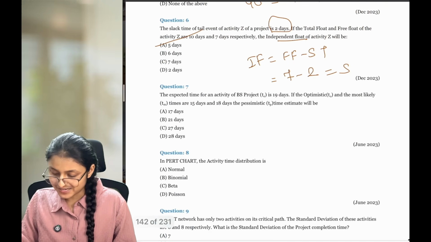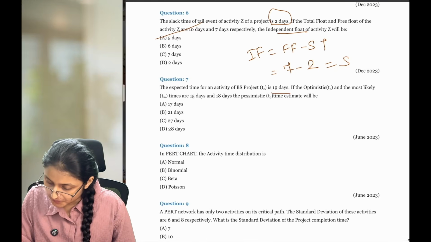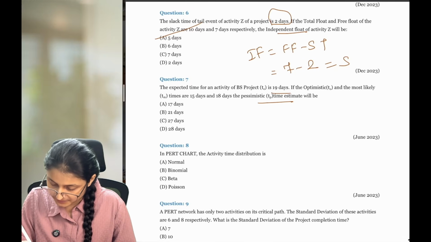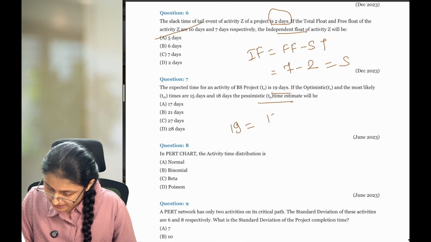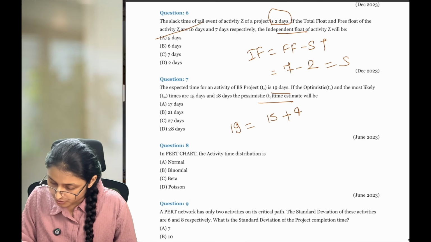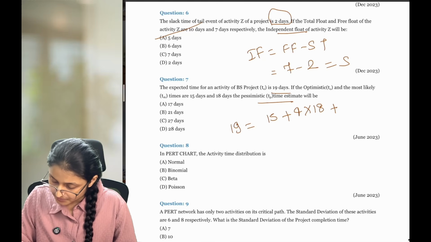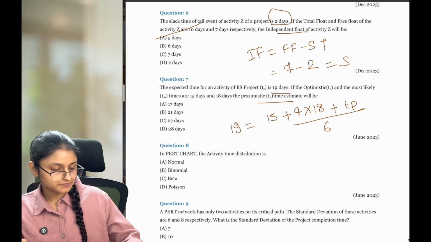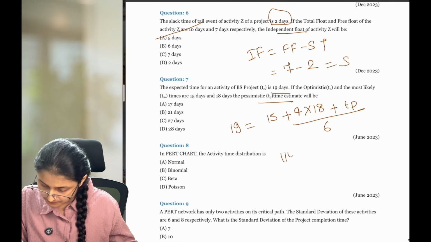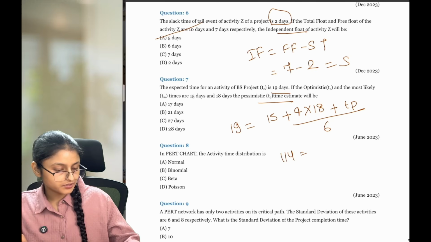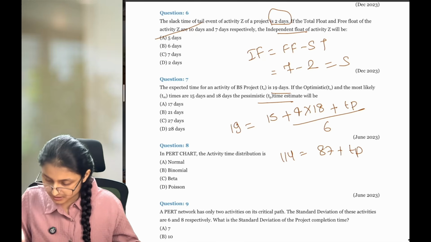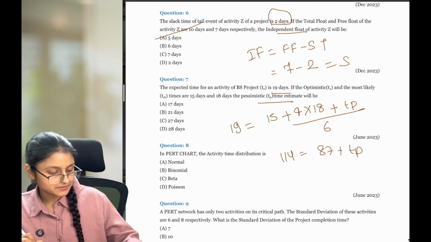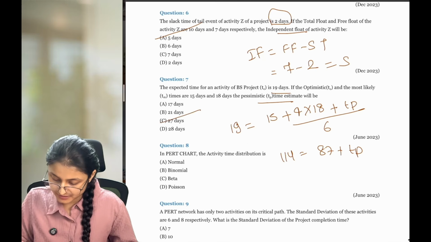The expected time for an activity of BS is 19. Optimistic and most likely is given. You need to calculate pessimistic. So your expected time is equal to 1 into optimistic time, which is 15 only, and 4 into most likely time plus 1 into pessimistic time, divided by 6. So 19 into 6 will give you 114, which is equal to 4 into 18 plus 15, which is 87, plus pessimistic time. So 114 minus 87 will give you 27 as the pessimistic time.